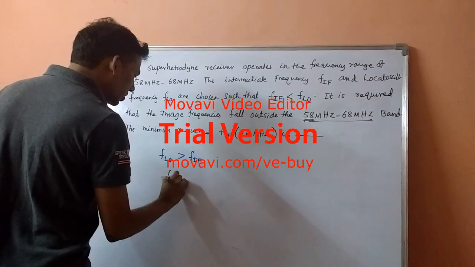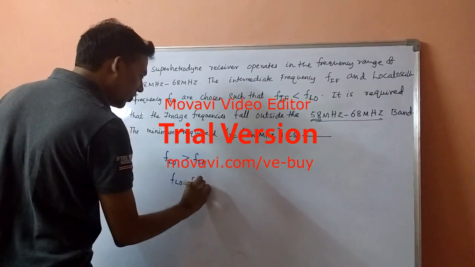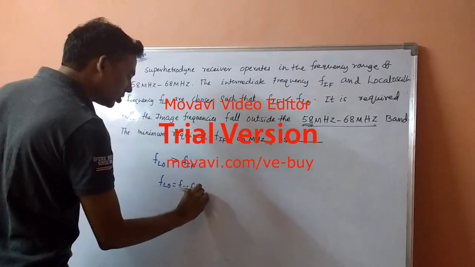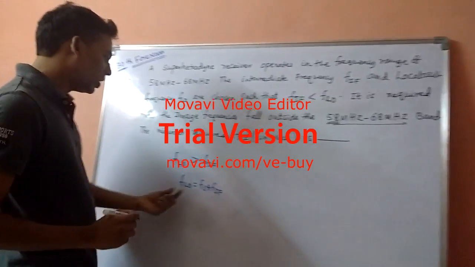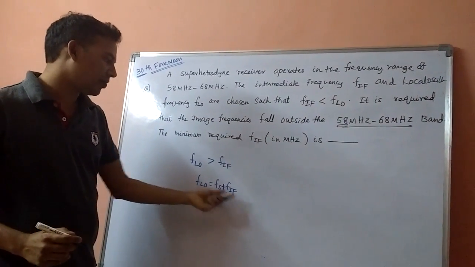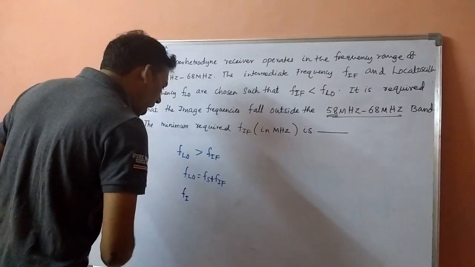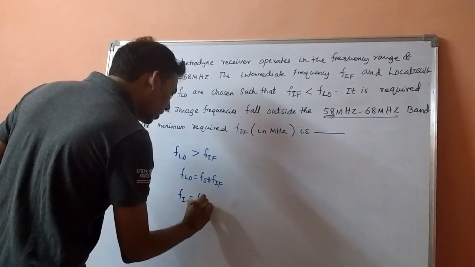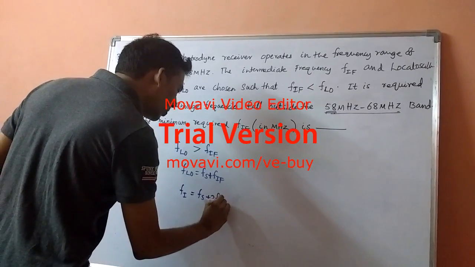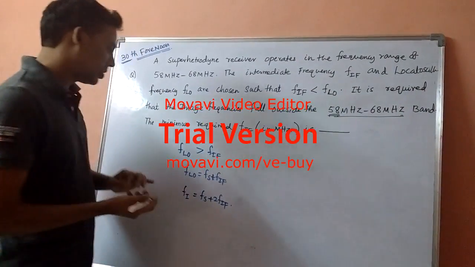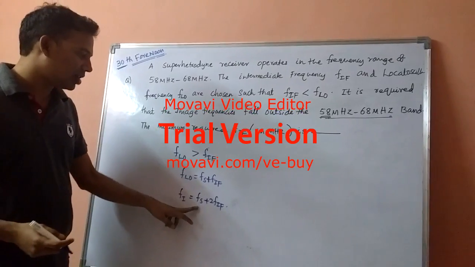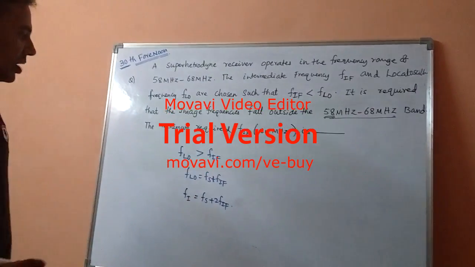That is, the local oscillator frequency F_LO equals Fs plus FIF from the operation of the superheterodyne receiver. The local oscillator frequency equals Fs plus FIF, and the image frequency Fi equals signal frequency plus twice the intermediate frequency. Image frequency equals signal frequency plus twice the intermediate frequency.